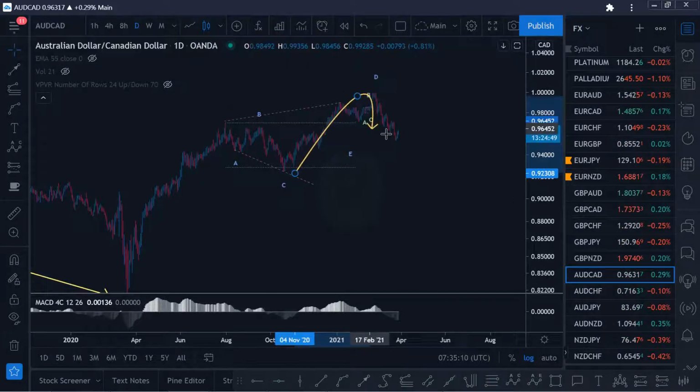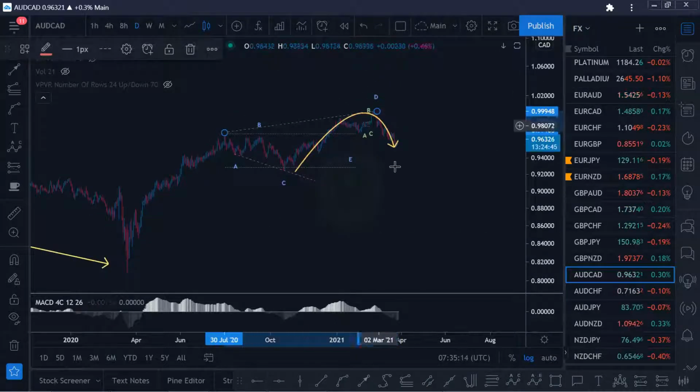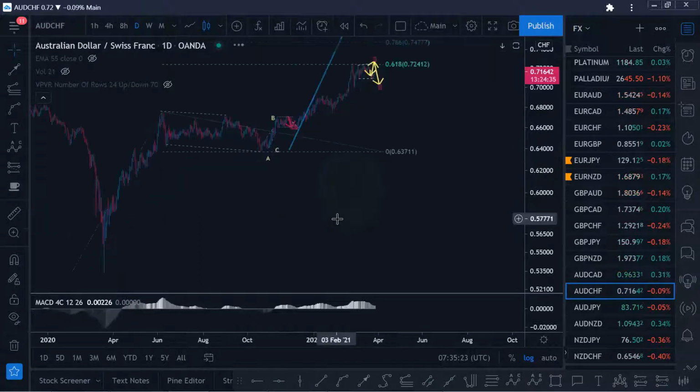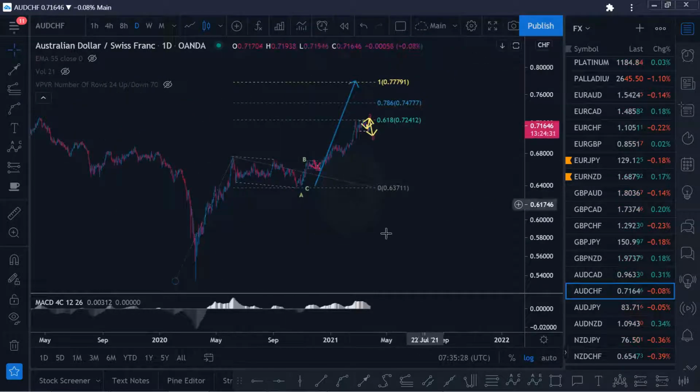So we just have to see if this is an ABC corrective structure. If we start to turn to the upside, that's actually going to be a really nice long trade given the structure we're looking at. But that's going to take some more fine-tooth comb analysis, which we'll get into in the members area. Aussie dollar Swiss is reaching that area where it looks like we've turned to the downside.